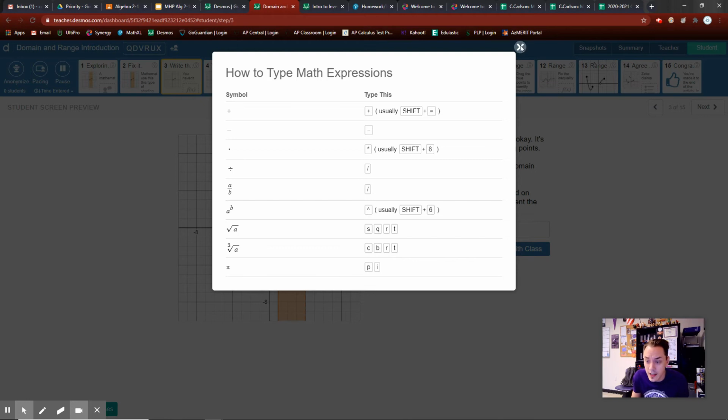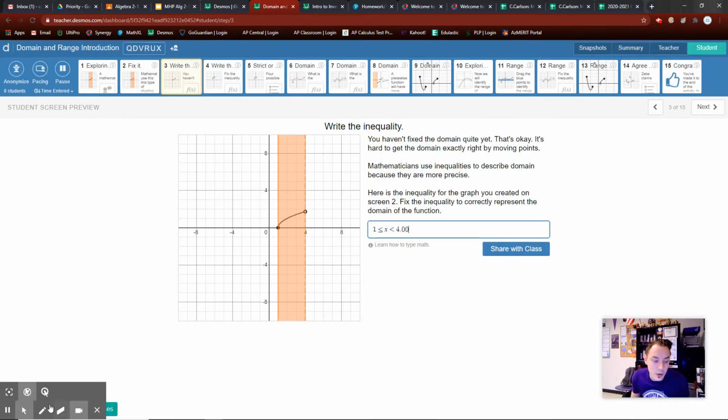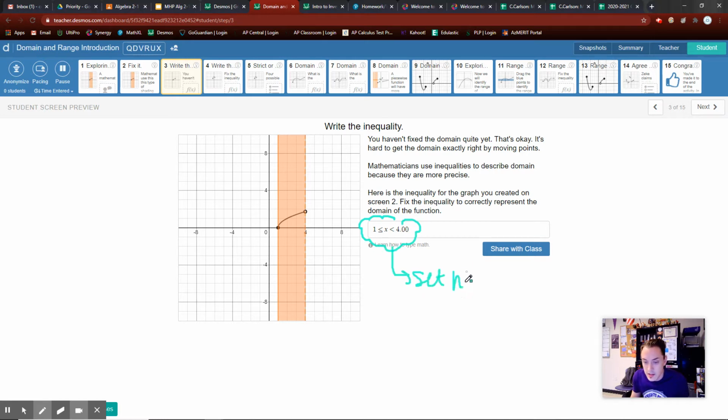So feel free to use that. But honestly, this is the cool part, guys. Right here, this is what we call set notation. Actually, no, it's not what we call set notation. It's what we call inequality notation. I'm going to show you set notation. Set notation is a little bit more fancy, but this is what we call inequality notation.